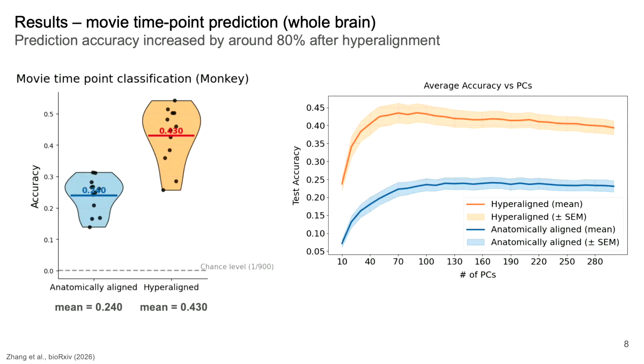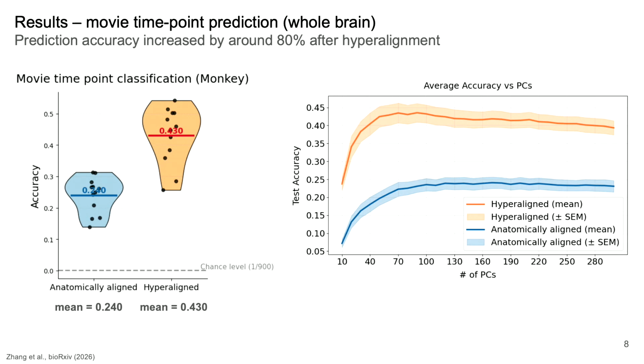For the whole brain, the accuracy went up from 0.24 to 0.43, roughly an 80% increase. There are 900 time points, so the chance level is about 0.1%. Both anatomically aligned and hyperaligned accuracies are far above chance, but hyperalignment recovers substantially more. Now look at the curve on the right. It takes more than 70 principal components to reach peak accuracy, and hyperaligned data beat anatomically aligned data at every number of components.